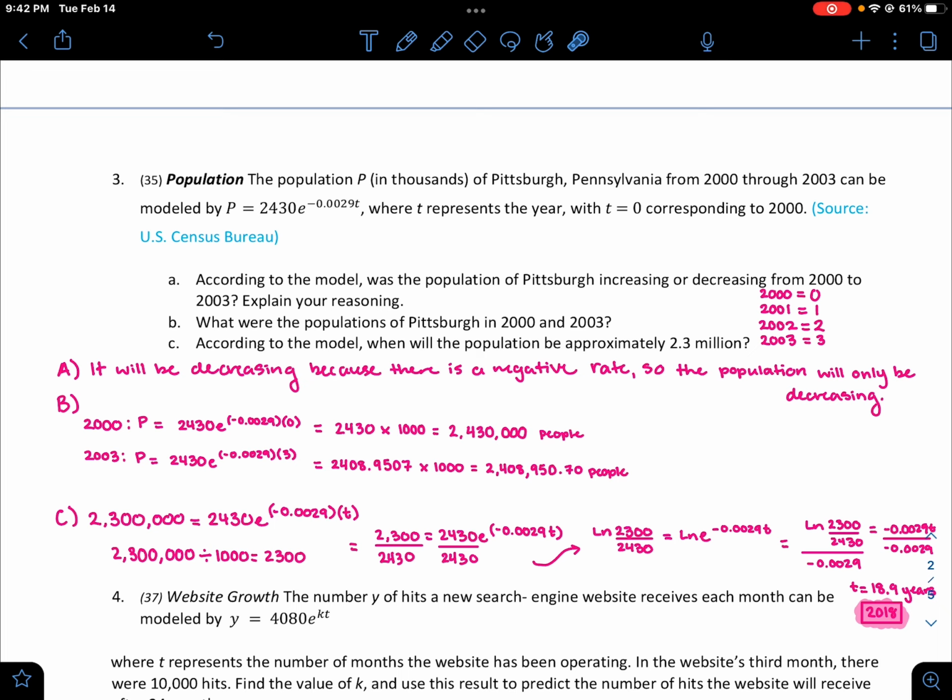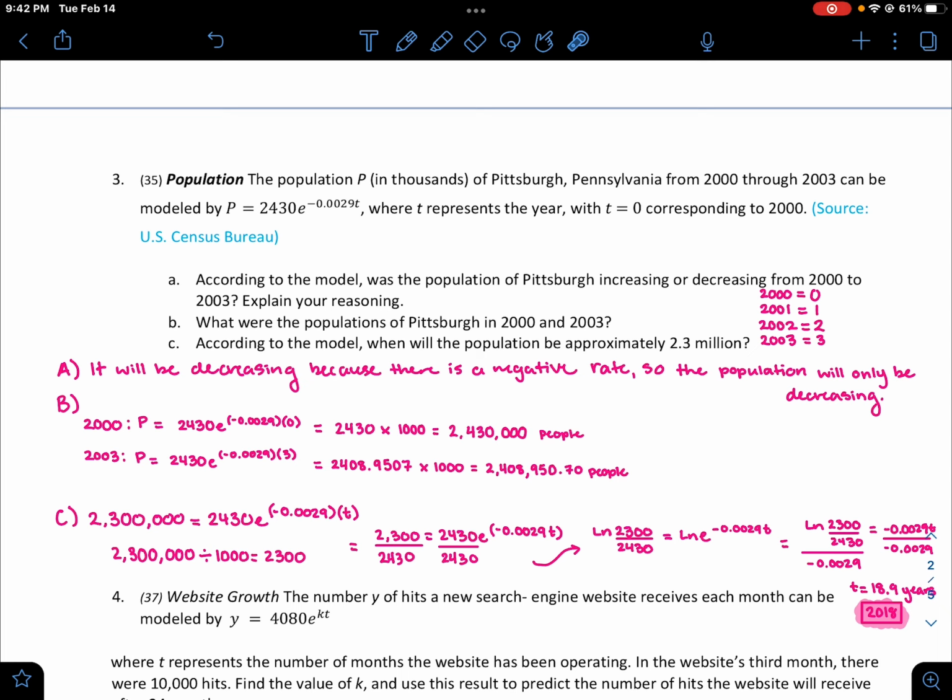So for B, we're going to be using the equation that they gave us right here and plugging in the corresponding t, which is right here. We know that t equals 0 for 2000, so that must mean that t equals 3 for 2003, which I wrote out right here.